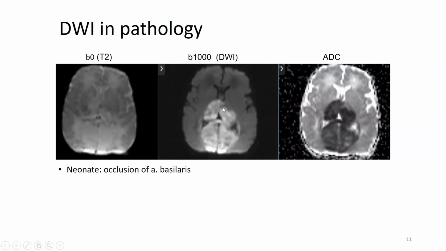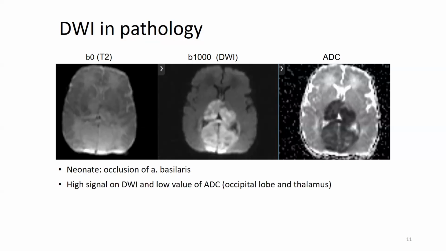And then when I calculate the ADC from these two, from the B0 and the B1000, I have an ADC which is shown here. Well, this is apparently not healthy. What happens here? One of the arteries was completely occluded, which means that not enough oxygen and fresh blood is going to that area.